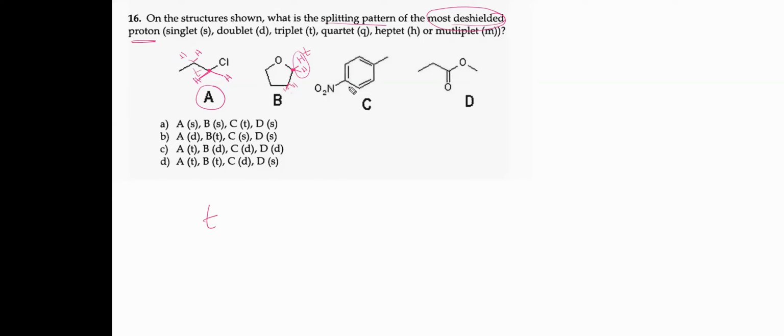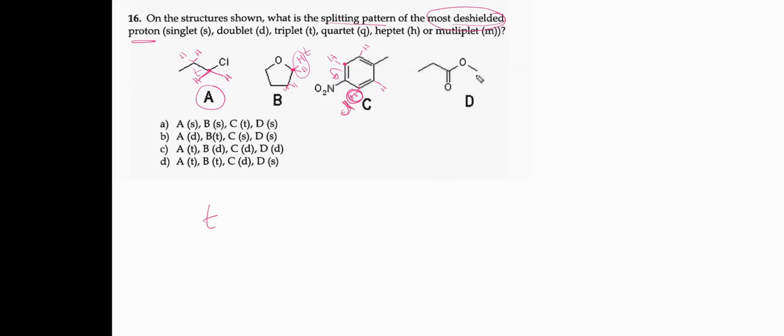Here, the most de-shielded hydrogens are going to be, okay, those hydrogens. Sorry, not that, my bad. This is going to be the most de-shielded, because they're ortho to the nitro group. Nitro is an electron withdrawing group, which means it will take electrons away from the carbon, putting a positive charge on that carbon. So that is the hydrogen that is the most de-shielded, and that is going to be a doublet because you have only one hydrogen next to it.